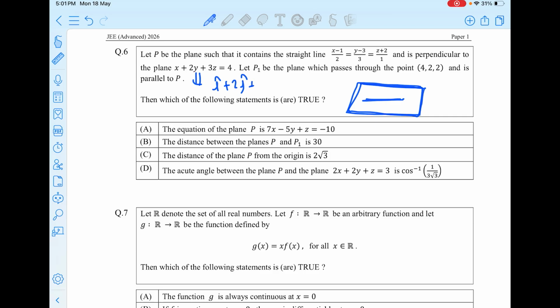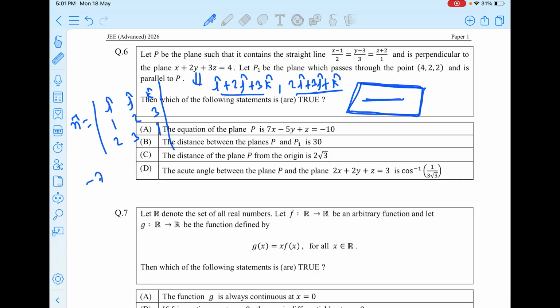So what's the direction of this plane? i cap plus 2j cap plus 3k cap. And what's the direction of the line? 2i cap plus 3j cap plus k cap. So basically the plane is perpendicular to these two vectors. So if the plane is perpendicular to these two vectors, how will you find the direction? Just cross product. So 1, 2, 3, 2, 3, 1. Just solve this. So that will give you 4 minus 9, so minus 7 i cap, minus j cap, 2 minus, 1 minus 6 minus 5, plus k cap, 3 minus 4, minus 1. So that is minus 7 i cap minus 5 j cap minus k cap.